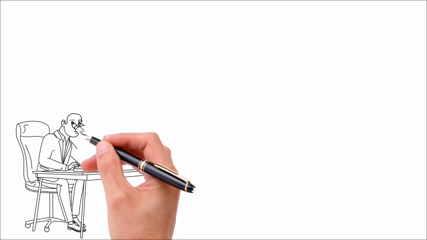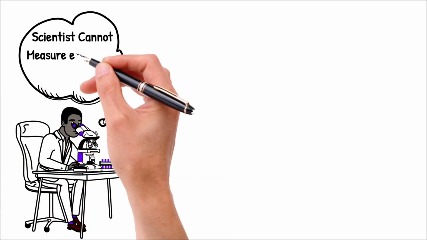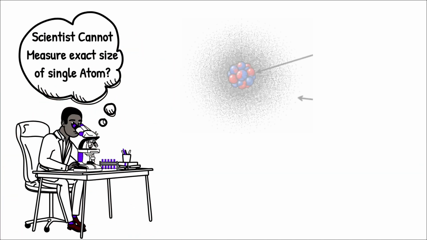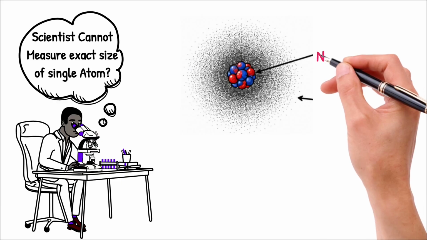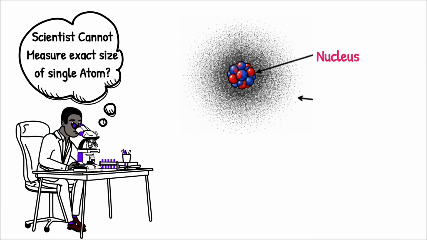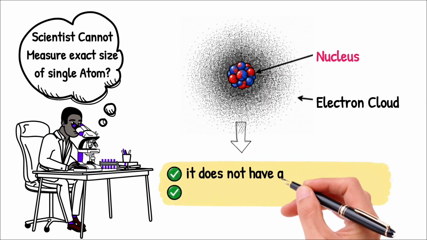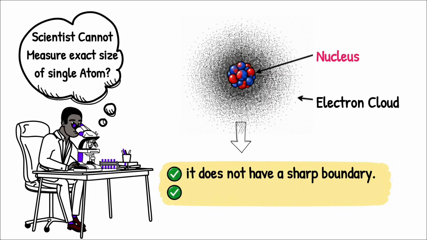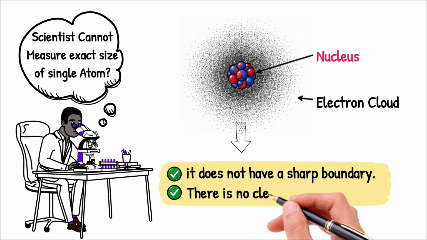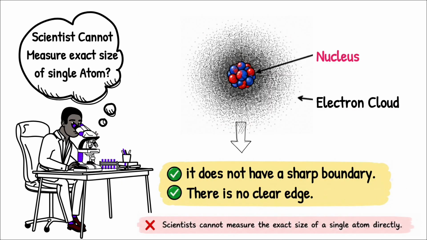Why can scientists not measure the exact size of a single atom? Let's find out. An atom's central part is known as the nucleus, and it is surrounded by an electron cloud. This electron cloud does not have a sharp outer boundary and gradually fades away, so there is no clear edge where the atom ends. This is the reason why the size of an atom can't be measured directly.